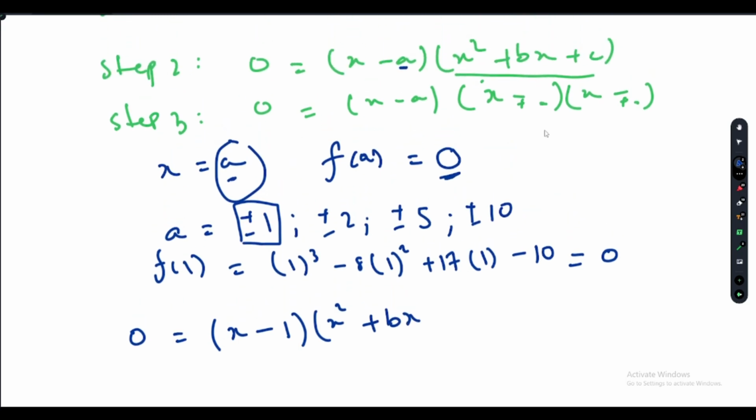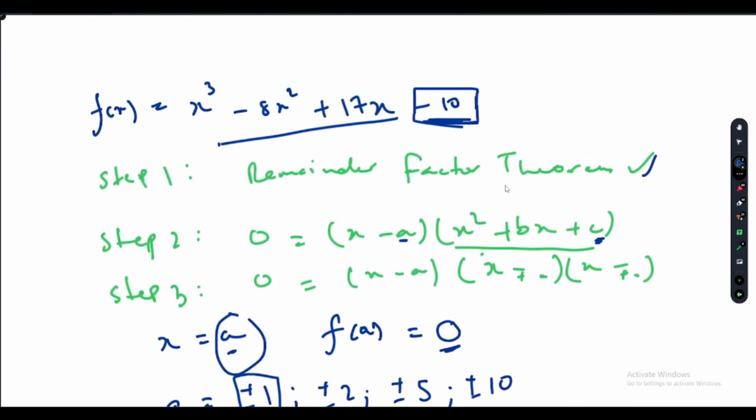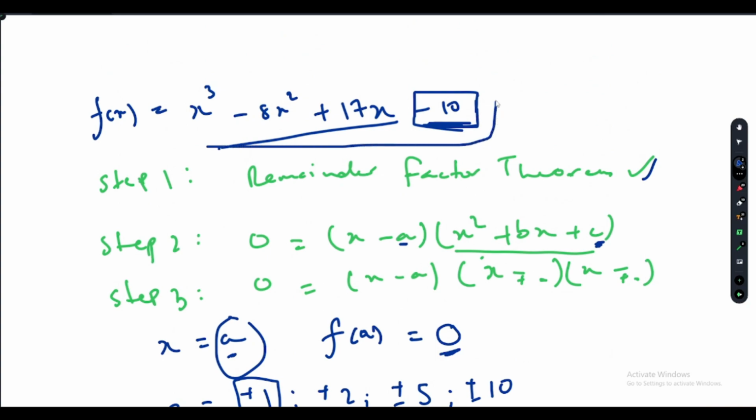Now, the value of c is the number we want to find next. And how will we find c? We will find c through analysis. As in, we know that when we factorize any equation, if we multiply this equation back, as in x times x squared, x times bx, minus 1 times x squared, minus 1 times bx, and the constant obviously being multiplied as well, it should take us back to the original equation.